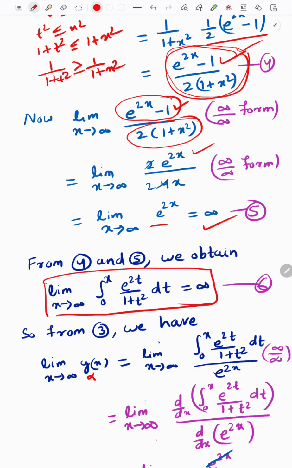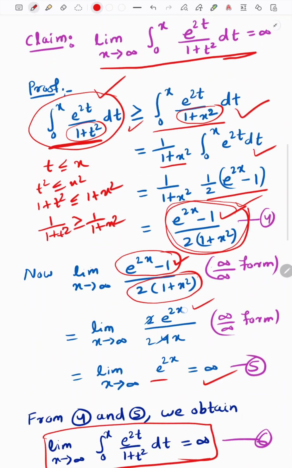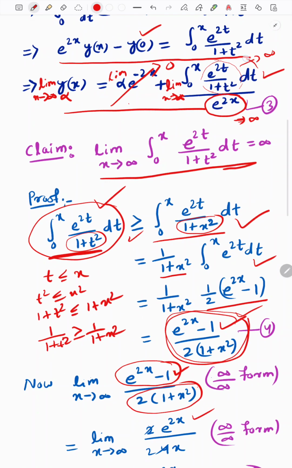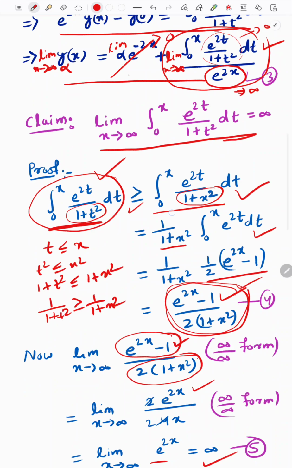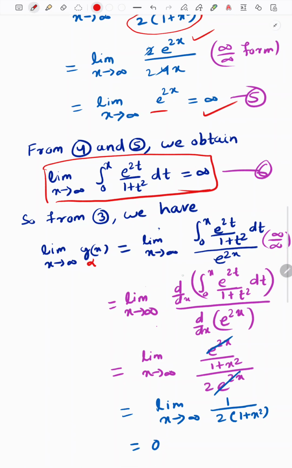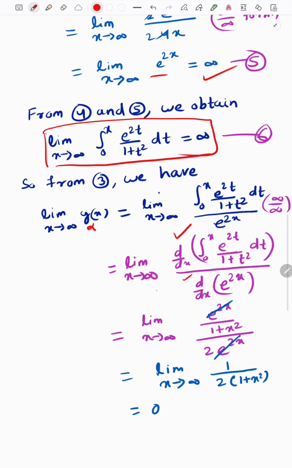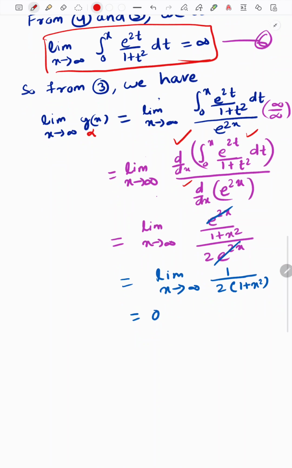Okay, then we can apply the L'Hospital rule to evaluate this limit. So applying the L'Hospital rule, it gives this. We can differentiate the numerator and the denominator. To differentiate this numerator, here we will apply the Leibniz rule. What is the Leibniz rule?